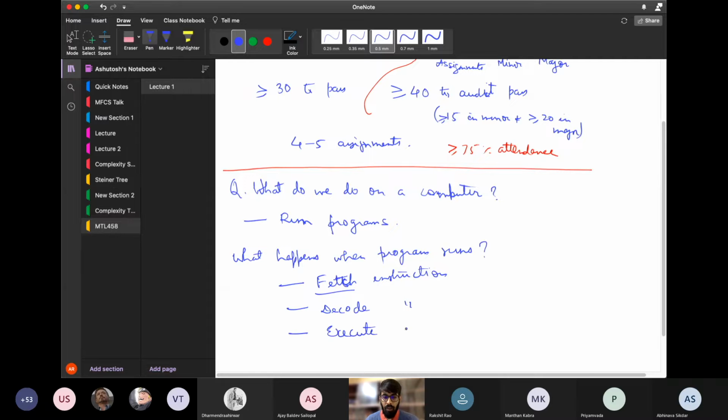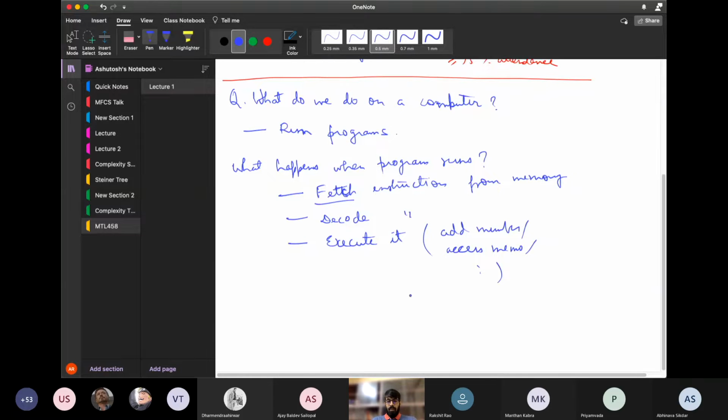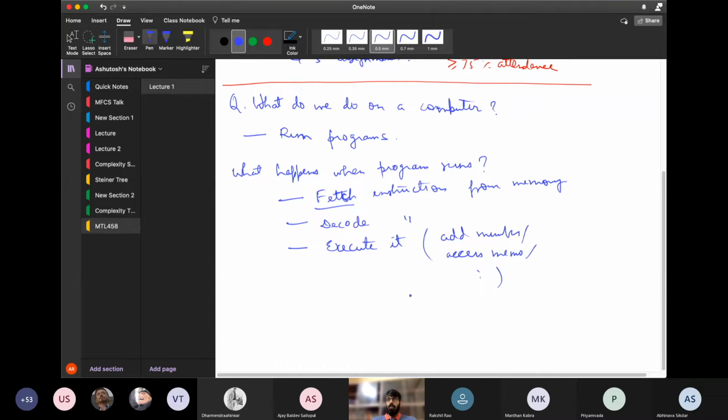And what does it mean to execute? It might be something like adding numbers, or accessing some other memory. So fetch instruction from memory, or any of such things, right? Now, whenever a program runs, a lot of things happen. And we still want to make it usable.